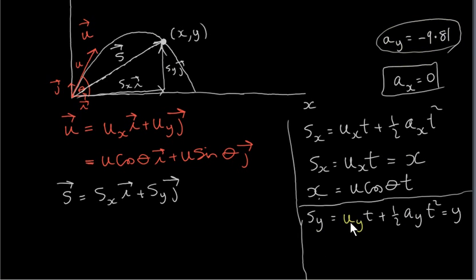So we just plug in here for uy and ay. uy is u sine theta, so I'll just write y here. y equals u sine theta times t, plus a half of minus 9.81, which is roughly minus 4.9, times t squared.